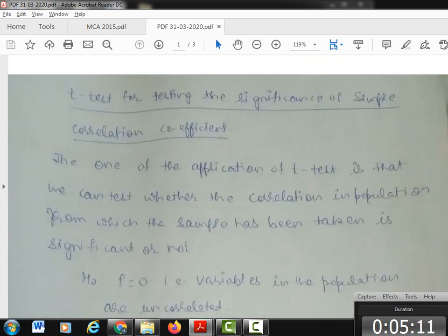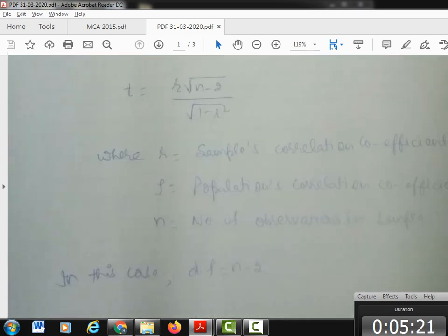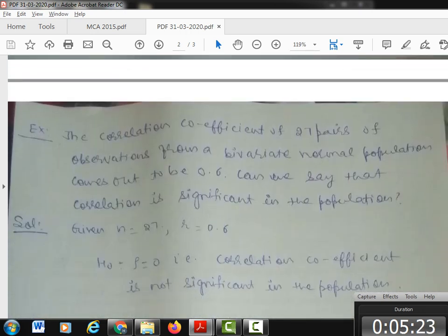Hopefully the concept, the formula, and the process of testing the significance of a simple correlation coefficient using the t-test is clear to you. So let us elaborate this concept with the help of examples.